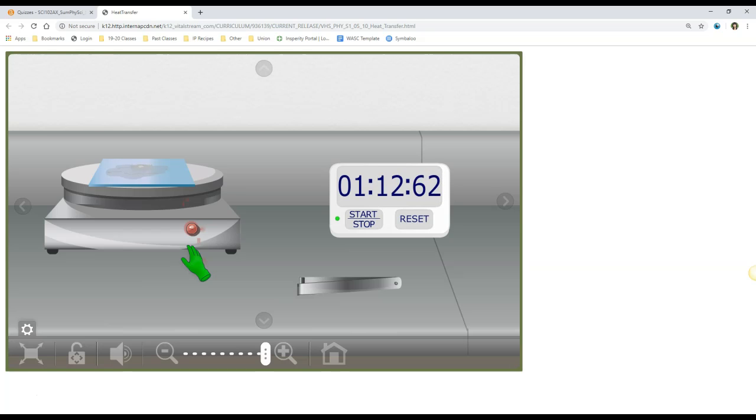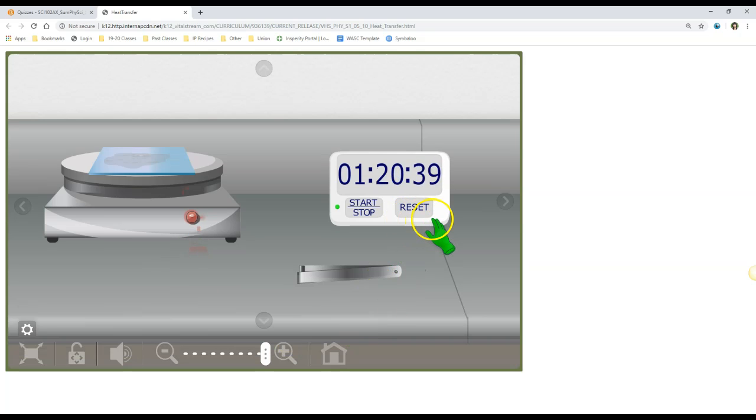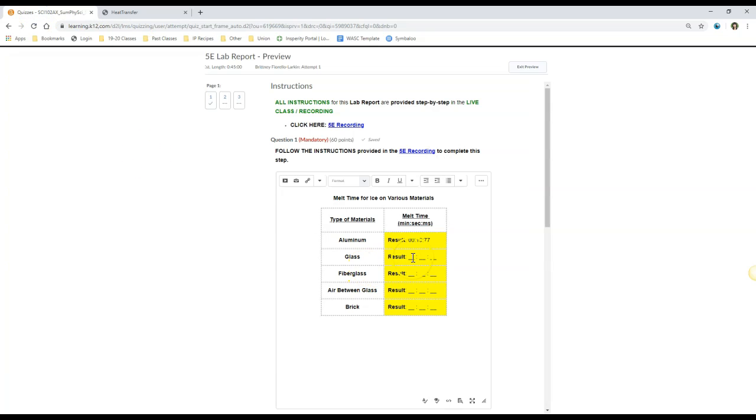Looks like it's almost melted, so be ready to pause the video in just a moment so that you can catch this time on the timer right here. And pause. So make sure you pause the video, make sure you grab that time, and that time is what you should be putting in here. Again, you can just delete this, but please make sure you include all three parts, the minutes, seconds, and milliseconds.